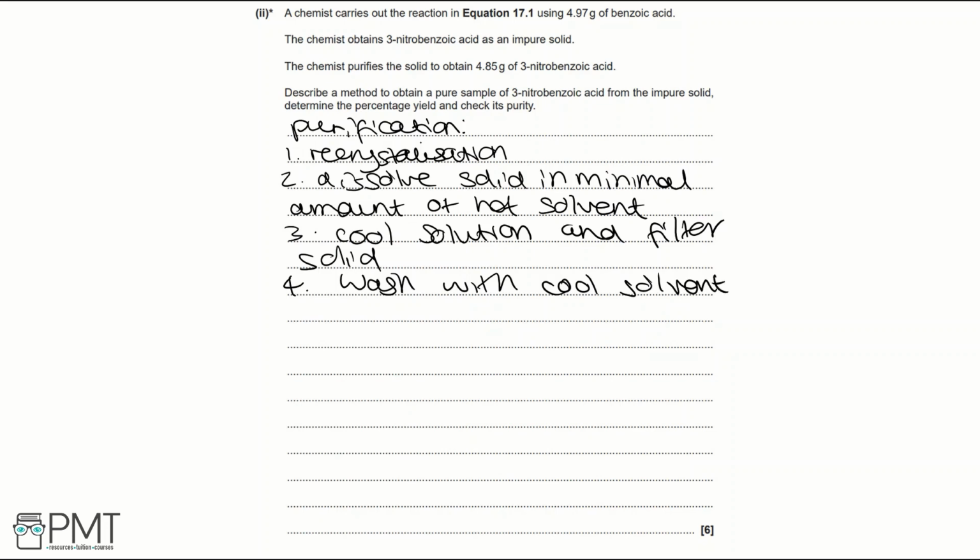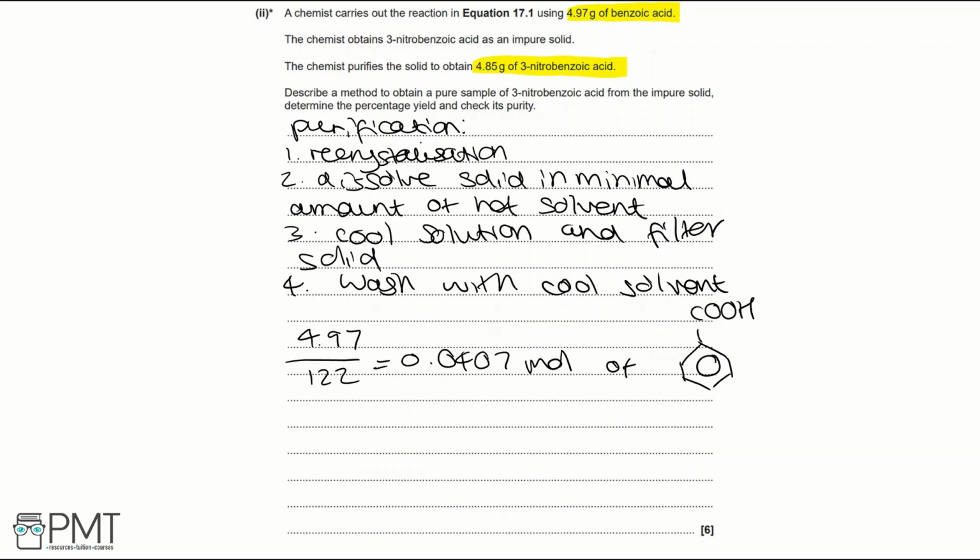Then, for percentage yield, we need to work out the number of moles. We do this by using the grams of benzoic acid and 3-nitrobenzoic acid and dividing by their relative formula masses. So, for benzoic acid, 0.0407 moles of benzoic acid, and then for 3-nitrobenzoic acid, we do the same thing, take its mass of 4.85 grams and divide by its relative formula mass of 167 to get 0.0290 moles of 3-nitrobenzoic acid.